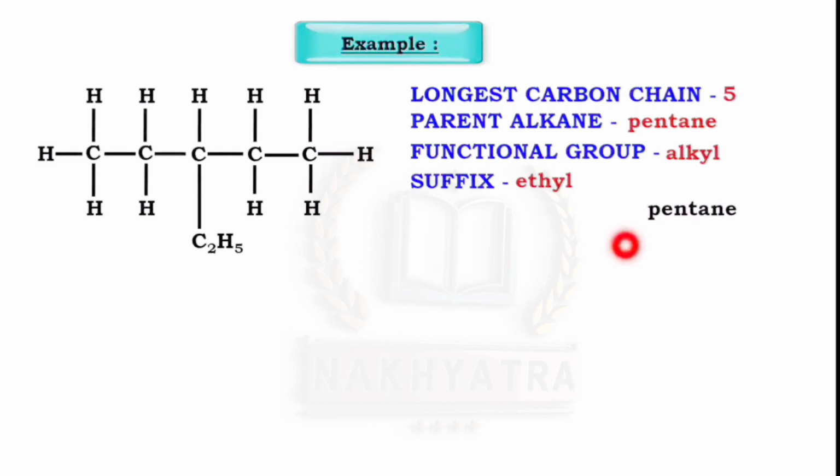So first write the parent alkane, that is pentane, and add the prefix. My bad, it should be a prefix. So it is ethyl pentane. Okay?